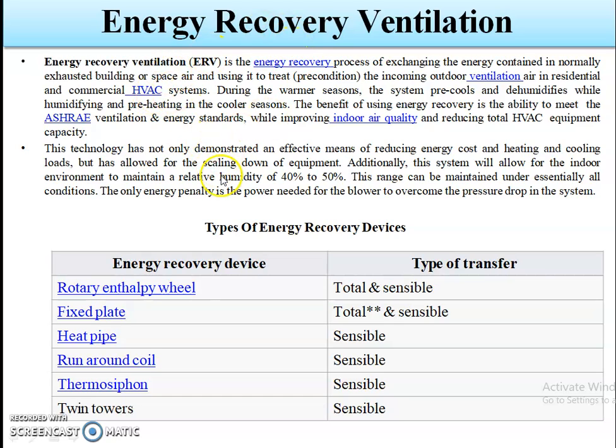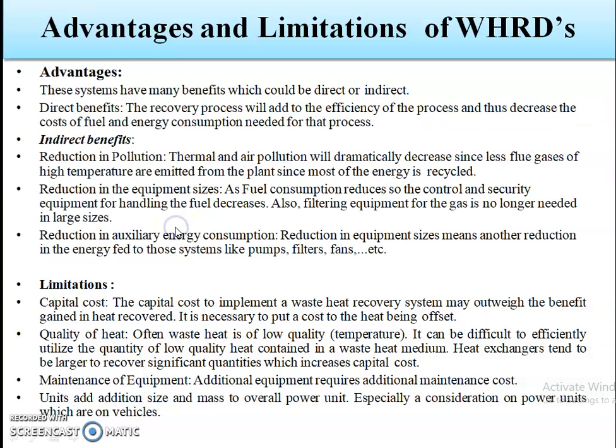Next we discuss energy recovery ventilation. We have already discussed that it is part of the heating, ventilation and air conditioning system. These are all the types of energy recovery ventilation systems: rotary enthalpy wheel, fixed plate, heat pipe, run around coil, thermosiphon, and tower systems. These are very effective for energy recovery ventilation systems. These are also the major advantages of waste heat recovery systems. Waste heat recovery systems are very essential for thermal power plants, gas power plants, various other power plants and cogeneration systems.